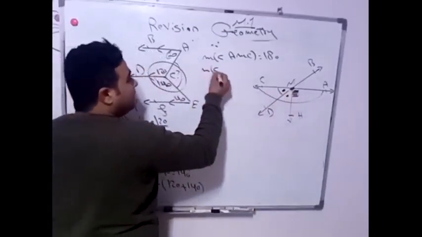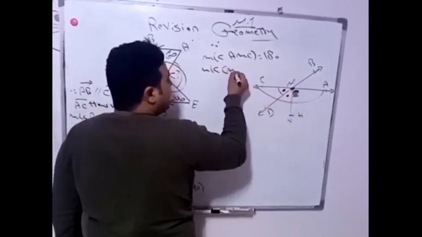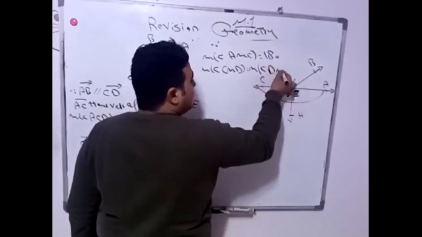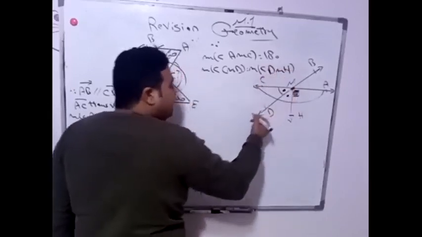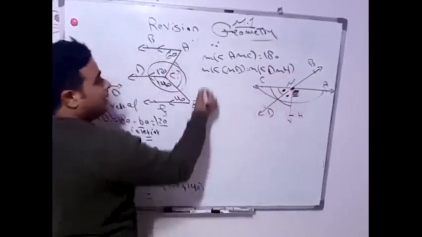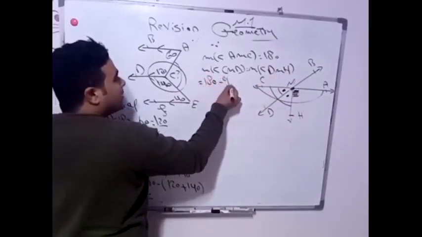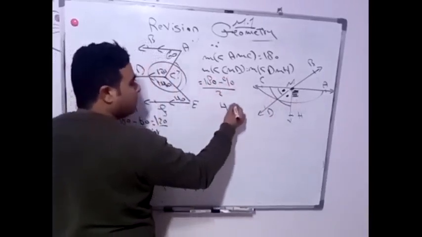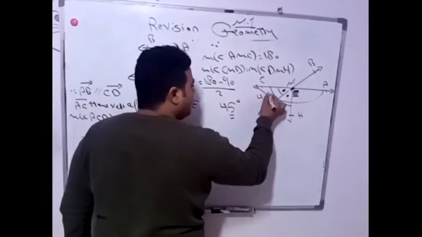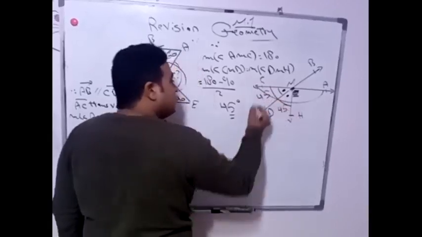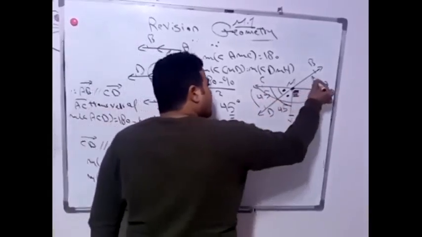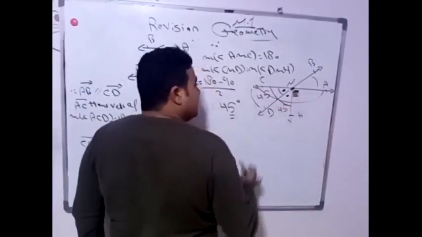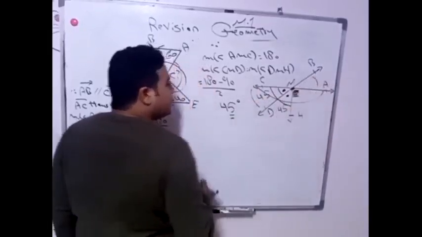We have measure angle CMD equal to measure angle DMH. Because MD bisects this angle, it equals 180 minus 90, divided by 2, which equals 45 degrees. So we have 45 here and 45 here. What about this angle? Yes, 45, because we have two straight lines intersecting.